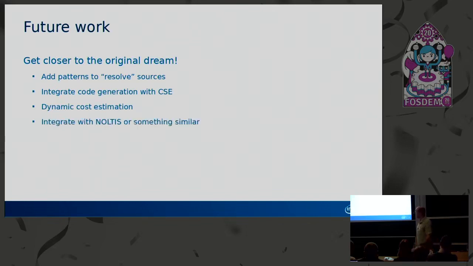And then, finally, we get to great success: we have cost estimates, so then we can integrate it with something like Nultis or some other existing optimization scheme that tries to pick the best sequence of instructions for a given set of expressions.